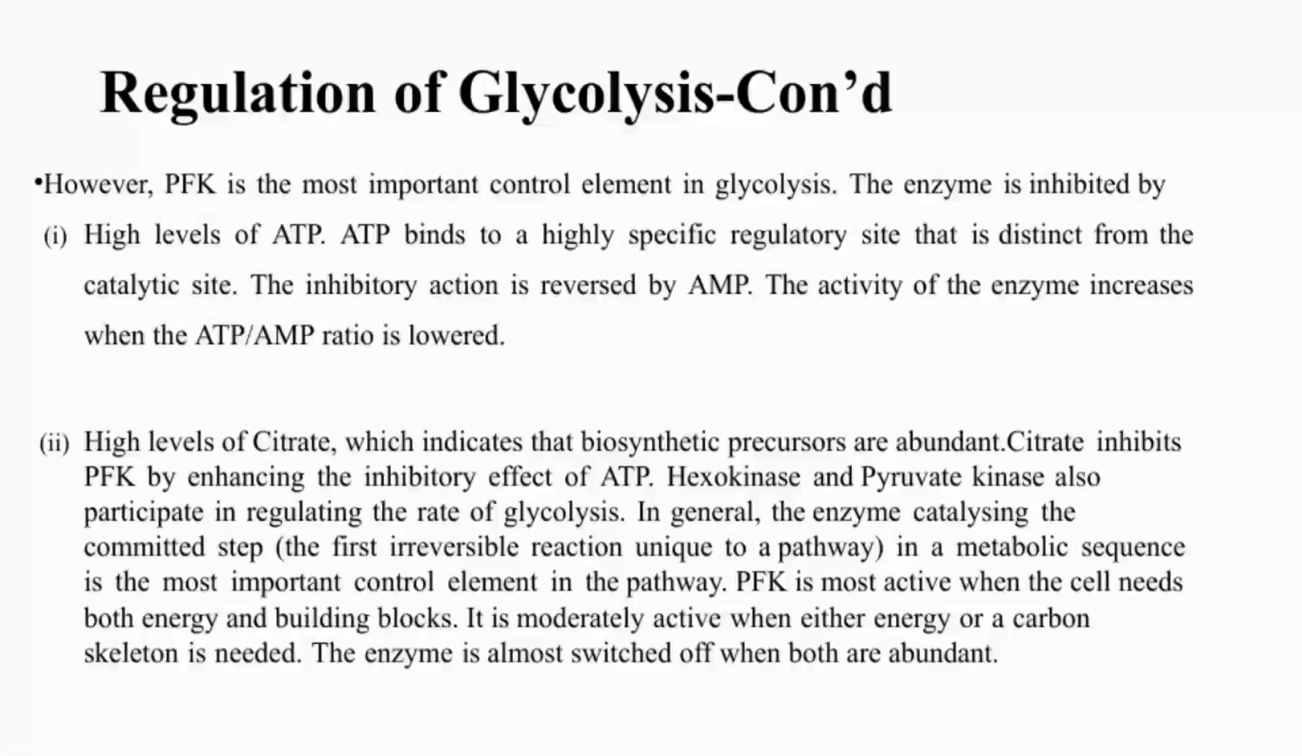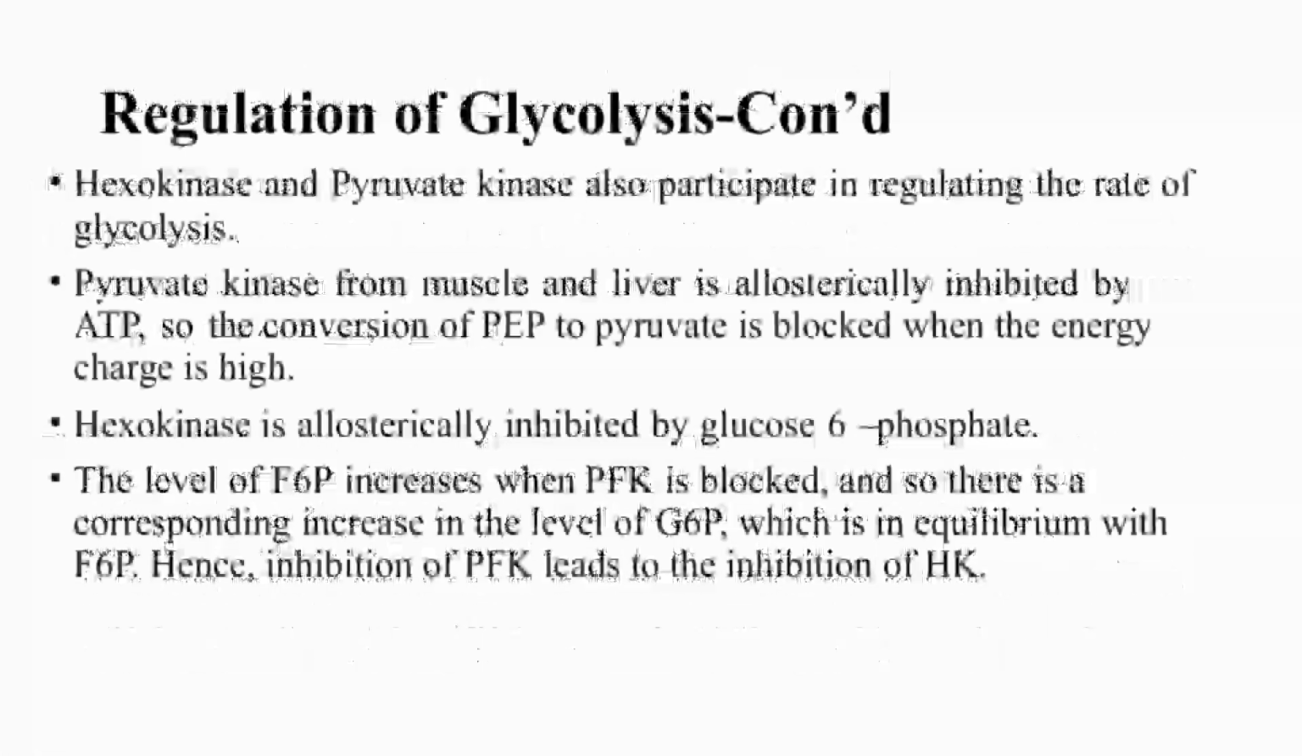Now, let's take a closer look at how hexokinase and pyruvate kinase are involved in regulating the rate of glycolysis. Pyruvate kinase, specifically from muscle and liver, is allosterically inhibited by ATP. This means that when the cell has a high energy charge, or plenty of ATP, the enzyme's activity is reduced, effectively blocking the conversion of phosphoenolpyruvate, or PEP, to pyruvate. This feedback helps prevent unnecessary energy expenditure.